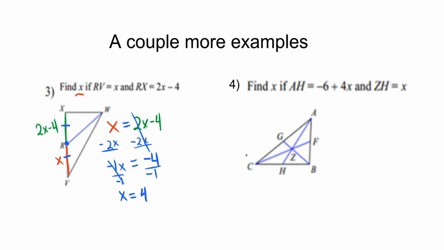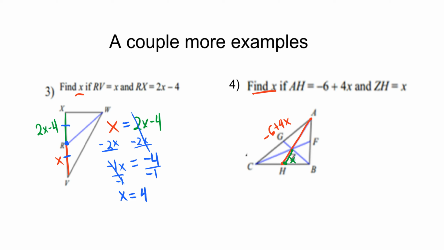So let's take a look now at question 4. It says find x, so we're still just finding x, if AH is negative 6 plus 4x. So let's see, A to H, that's the whole median. So we're going to say that negative 6 plus 4x is AH. So the whole median is that. And then ZH, this is interesting. Z to H, that's the point from the centroid to the midpoint. That is simply x.